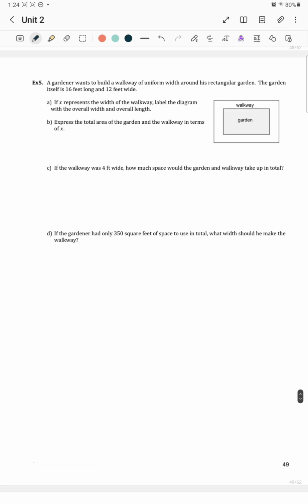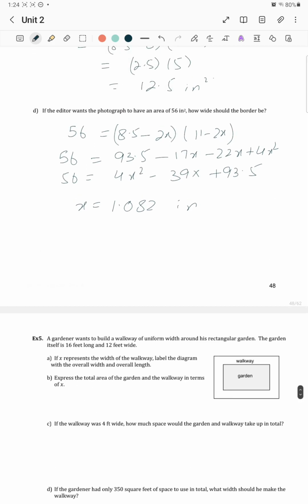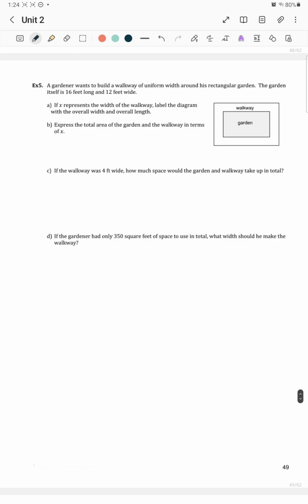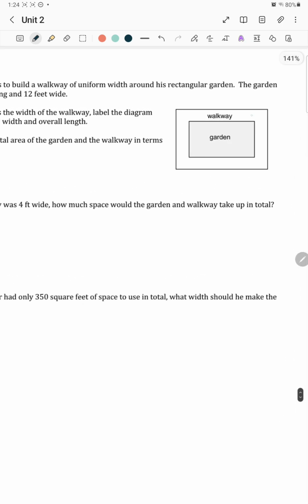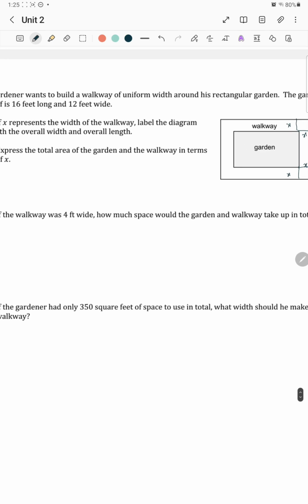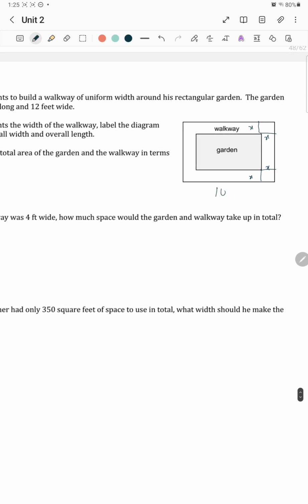A gardener wants to build a walkway of uniform width around his rectangular garden. The garden itself is 16 feet long and 12 feet wide. If x represents the walkway, then represent it on the diagram. So it's 16 feet long and 12 feet wide.